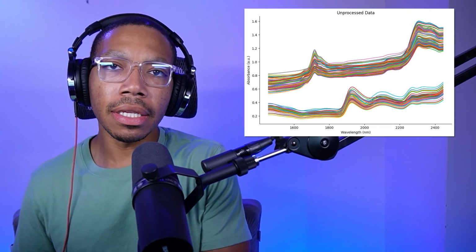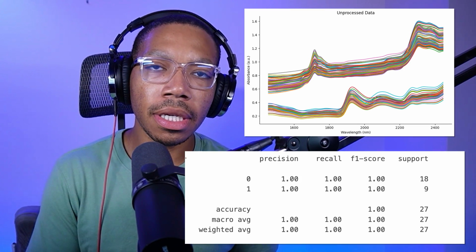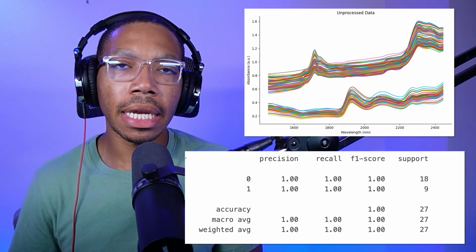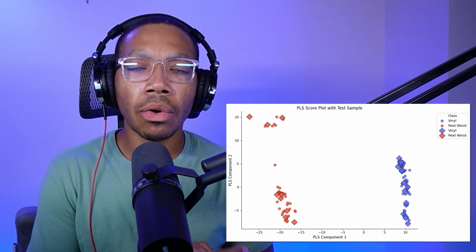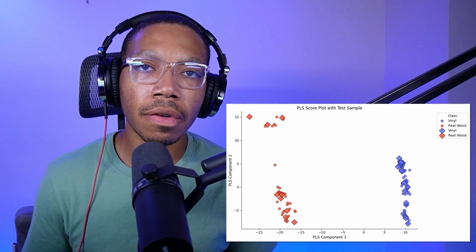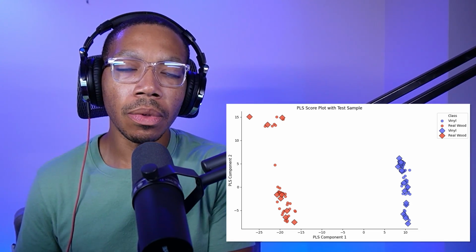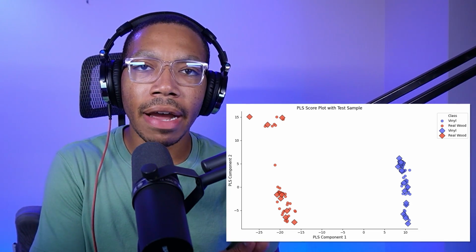You mean to tell me that the noisy data from the last video that looked like this could lead to a classification report like this, where the accuracy is 100%, my precision and recall are excellent, and I have an excellent F1 score. Moreover, I actually want to demonstrate how I can take this data and generate a PLS scores plot with two perfectly resolved clusters, one representing the hardwood and the other representing the vinyl flooring.